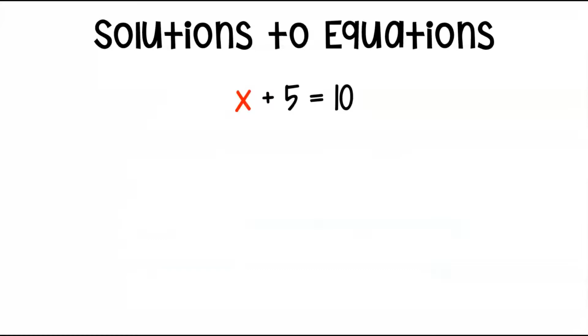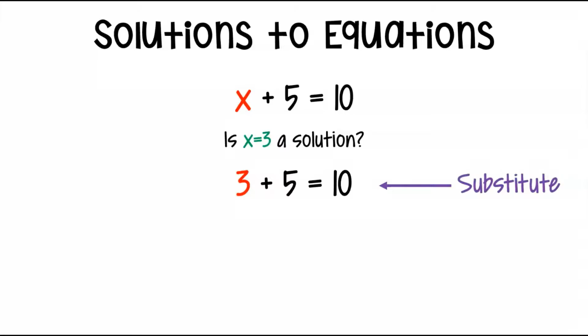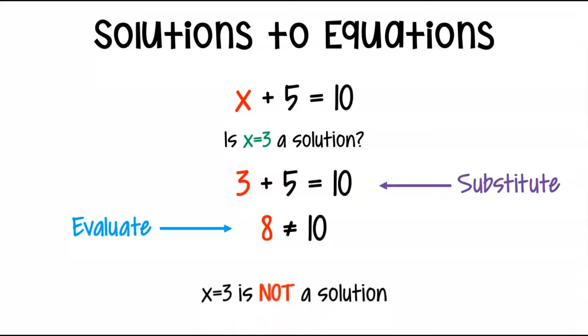Let's take another look. How about x plus 5 equals 10? Is x equals 3 a solution? So we want to check to see if 3 works. So the first step we're going to do is the substitution. We replace the x with the 3. 3 plus 5 equals 10. Let's see if that's true. Once we evaluate it, we realize that 8 is not equal to 10, so x equals 3 is not a solution to this equation.